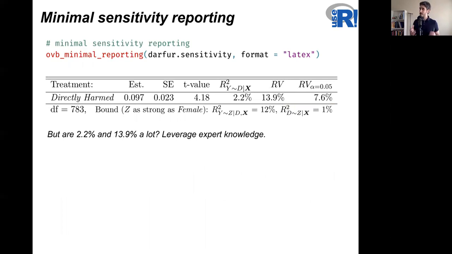But now we have the hard part of sensitivity analysis, the plausibility judgment. We need to judge whether the values of 2.2% and 13.9% are good news or bad news. And note, the important thing to note here is that statistics itself cannot answer this for us. This is where expert knowledge needs to come in.